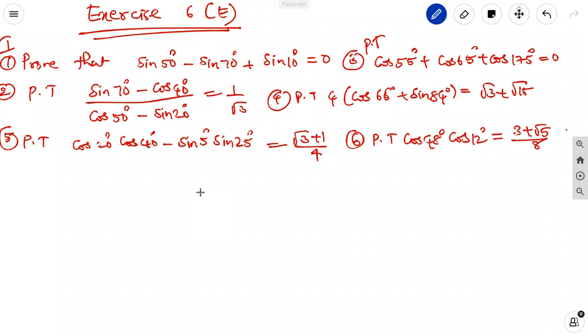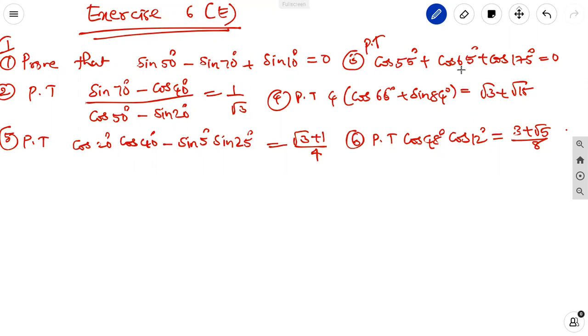Here is exercise 6e. In this, first we observe these 6 problems. What formulas are applicable for these? First we identify that. The first problem is prove that sine 50 degrees minus sine 70 degrees plus sine 10 degrees. We don't know the values of 50, 70, 10 degrees. But here we can use the sine C minus sine D form. Whatever we are getting, we can write it as such. Here also cos C plus cos D plus cos E. Suppose that expression is there.